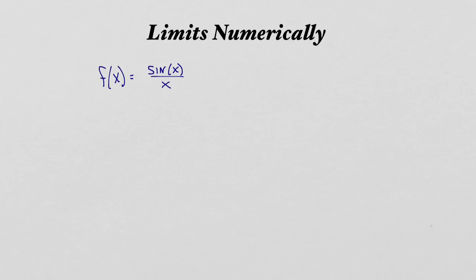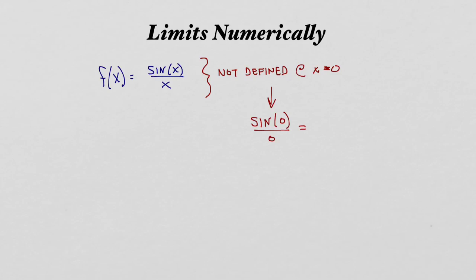Alright, calc students, we're going to look at this function f of x is equal to sine of x divided by x. And what I want to do is point out, first of all, that this function is not defined everywhere. We have a problem because we've got a fraction and the denominator of a fraction cannot equal 0. So the function is not defined when x is equal to 0.